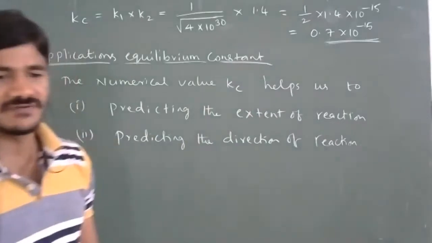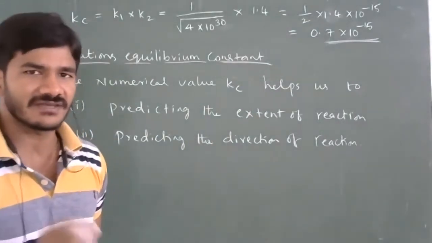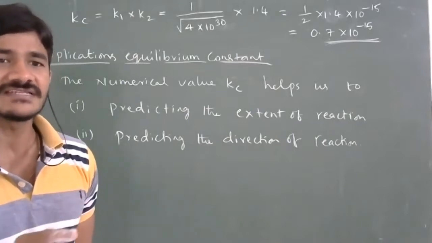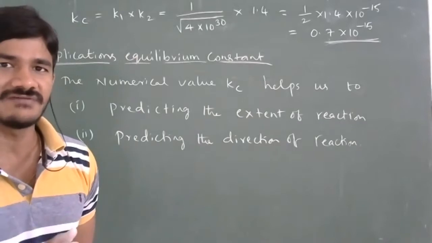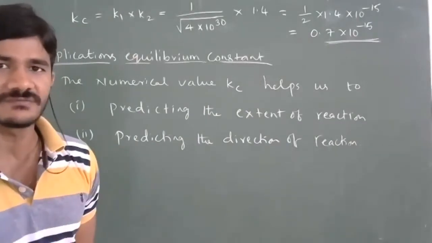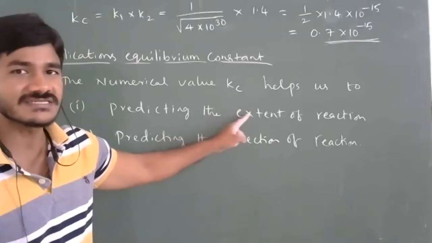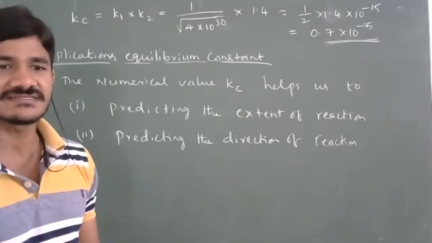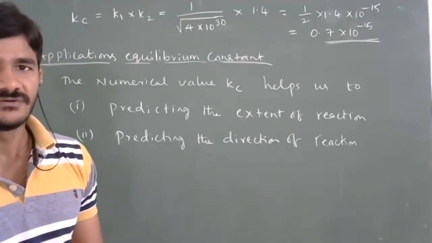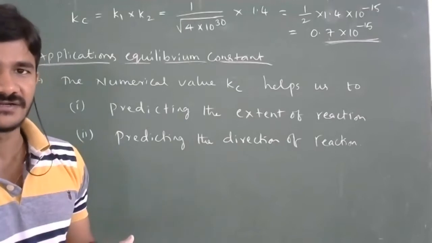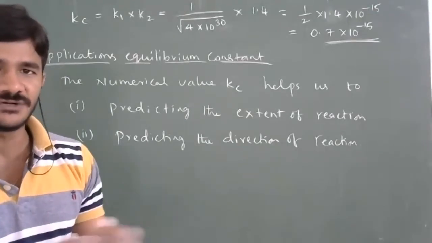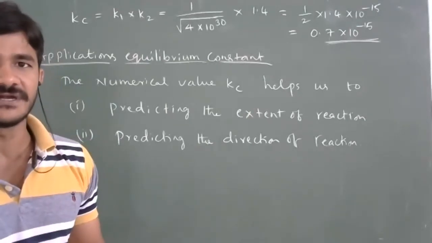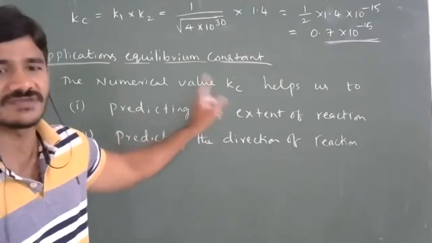Whenever you see any equilibrium reaction, we have a Kc or Kp value, whatever it may be. That equilibrium constant has one numerical value, which is helpful for the two main applications. One is extent of reaction. Extent of reaction means we can predict how much reactant is converted into product, or how much product has been formed from the reactants, by using the numerical value of Kc.